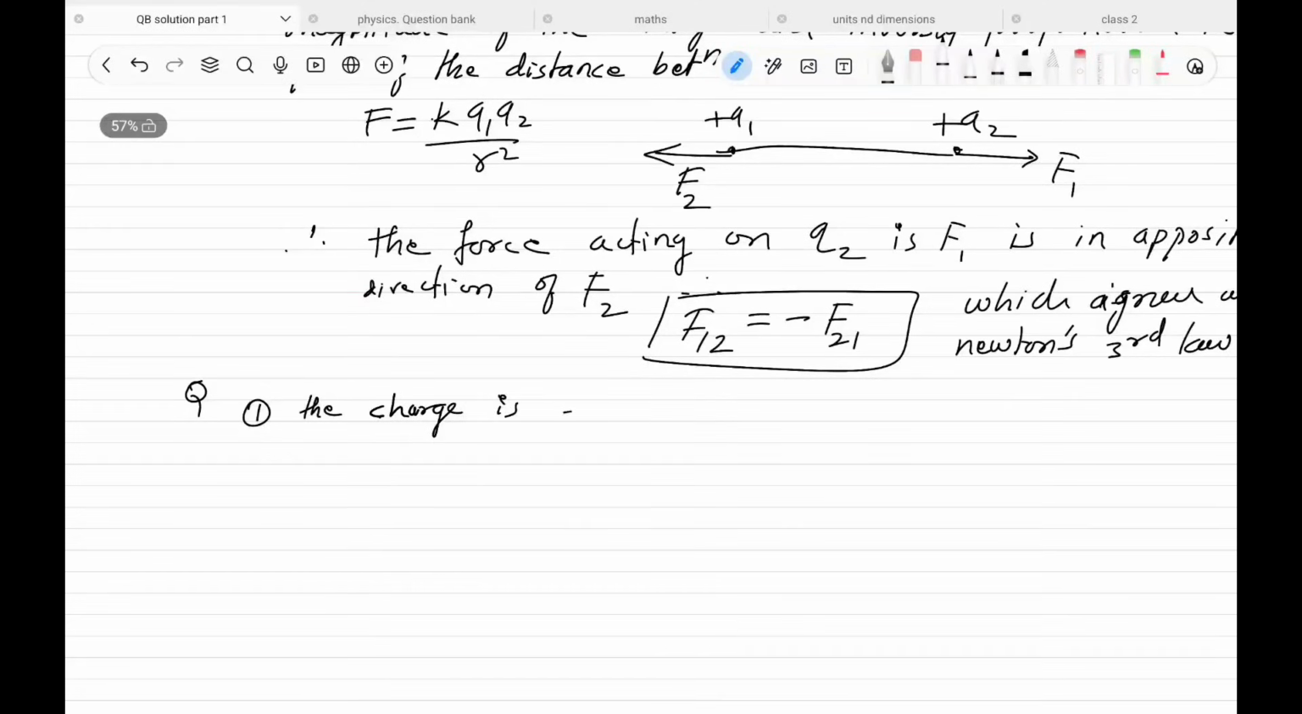Charge is additive. It means charge can add by simple algebraic rule.